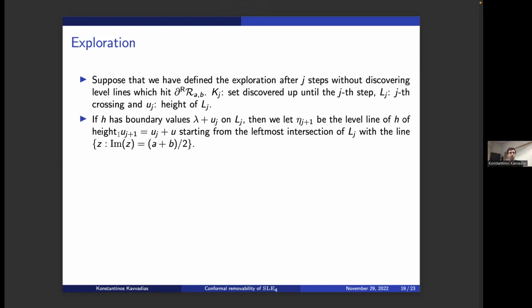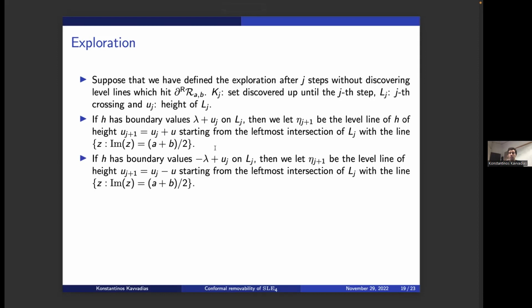So for that, we will need a height here. So if the boundary values of h are equal to lambda plus uj in the crossing, then we consider uj plus 1 to be equal to uj plus u. U is the fixed positive number. And then we consider the corresponding level lines of height uj plus 1 for this value of uj plus 1. We repeat exactly the same procedure where u is replaced by uj plus 1.